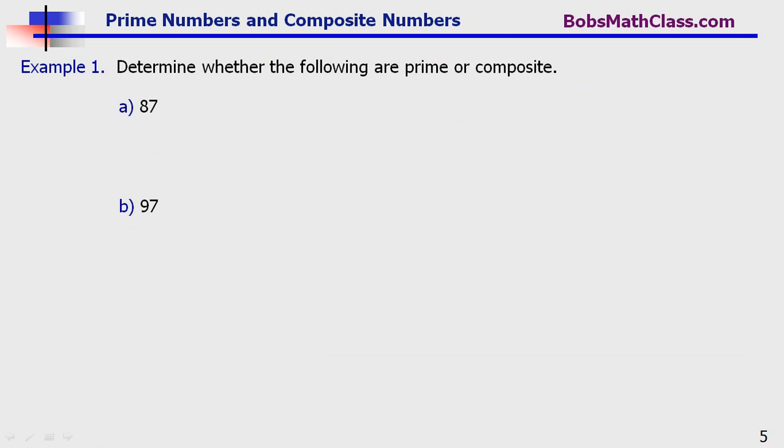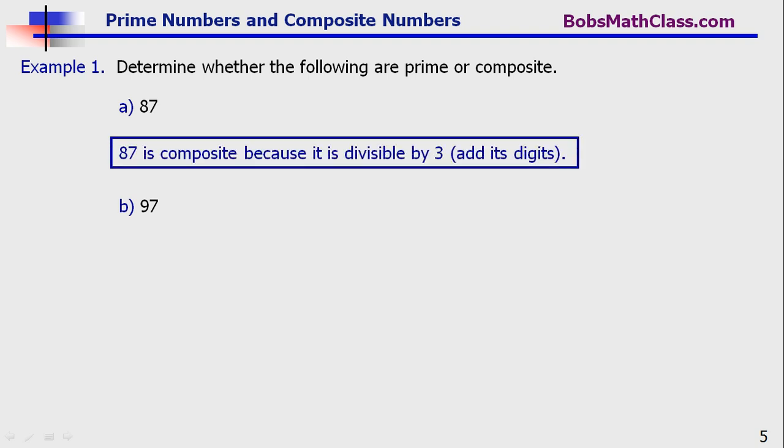Okay. Determine whether the following are prime or composite. 87. So we're just going to start looking at our divisibility tests. Does 2 go into 87? No, it's not even. Does 3 go into 87? Yeah, because if you add 8 plus 7, that is 15. Does 3 go into 15? Yes, it does. So it is composite because it is divisible by 3.